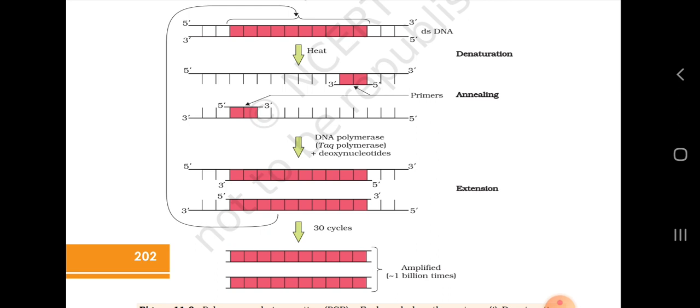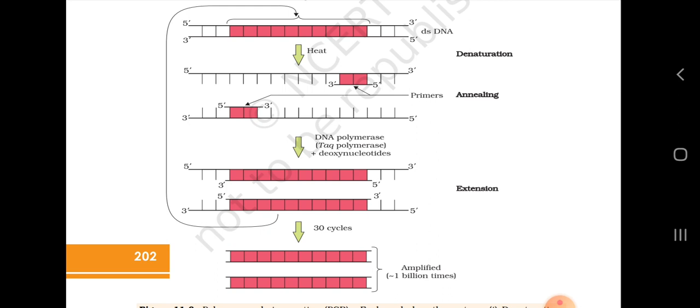in the reaction. Now, a thermostable DNA polymerase, which is the Taq polymerase, is used in the reaction, which can actually tolerate the high temperature of the reaction. And these steps are repeated many times to obtain several copies of the desired DNA.